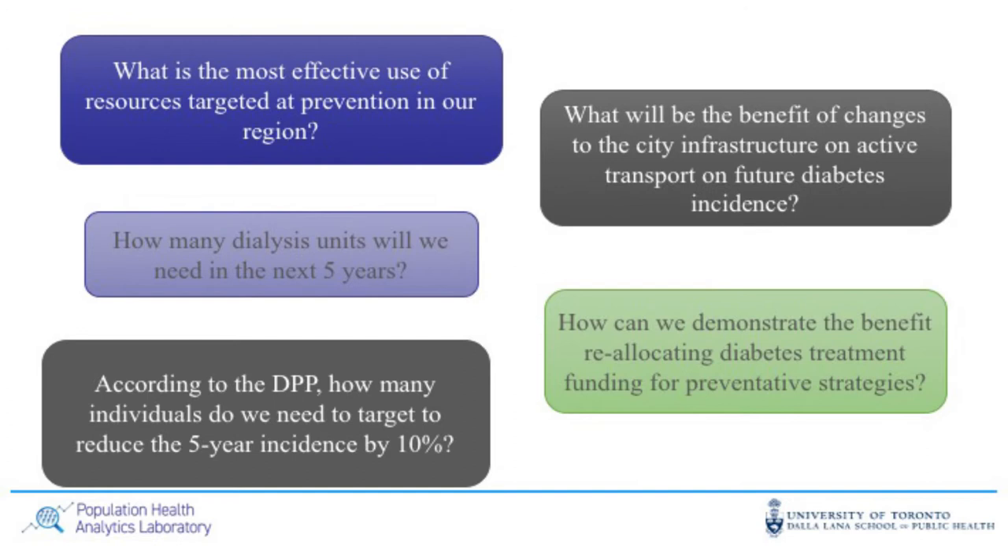These are examples of questions that we get from a variety of decision makers we work with, and you can see that some of them are very specific to a diabetes prevention program. How many people do we need to target if we have a program that we think does this? But some of it is just burden. You know, how many dialysis units will we need in the next 5 years? And how can we demonstrate reallocating funding? This is something that we've worked a lot with because we have the cost estimates on how we can do the trade-offs.